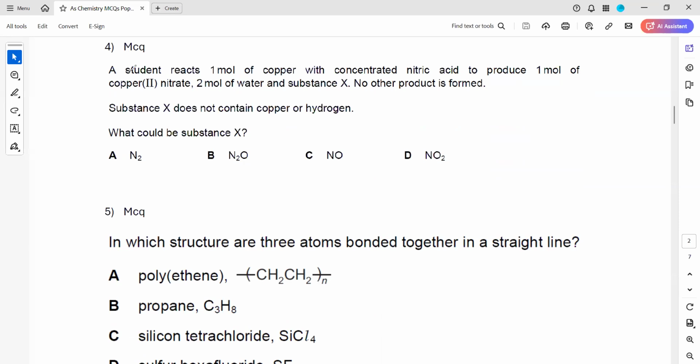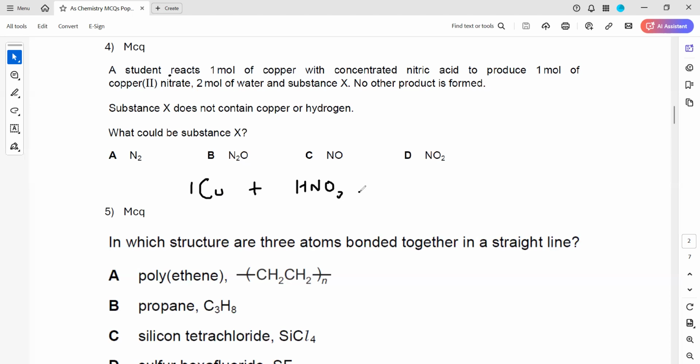In question 4, a student reacts 1 mole of copper with concentrated nitric acid to produce 1 mole of copper(II) nitrate, 2 moles of water, and a substance X. The substance X does not contain copper and hydrogen. What could be substance X? So if we try to write a balanced equation, 1 mole of copper reacted with nitric acid. They did not mention how many moles of nitric acid.